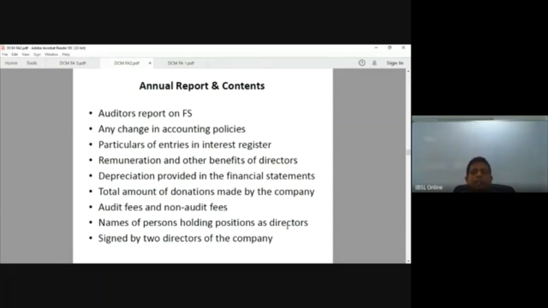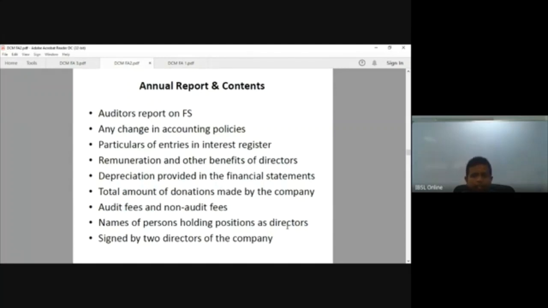Then any changes in accounting policies. If there are changes in accounting policy, you have to include those as well. Then particulars of entries in the interest register, which we discussed last week also. Then remuneration and benefits to the directors. Then depreciation provided in the financial statements. Total amount of donations made by the company. Audit fee and non-audit fee. Names of persons holding positions as directors. Signed by 2 directors of the company.